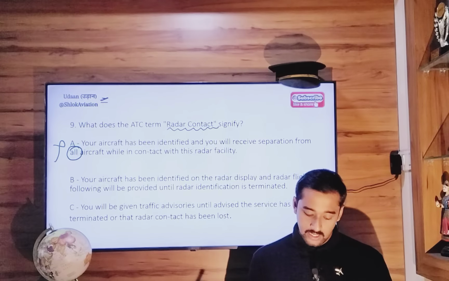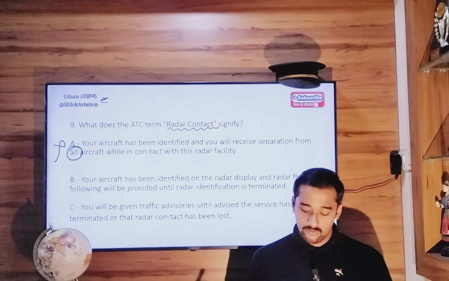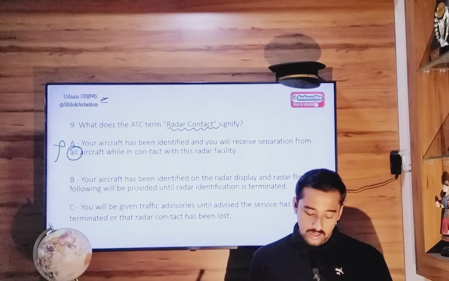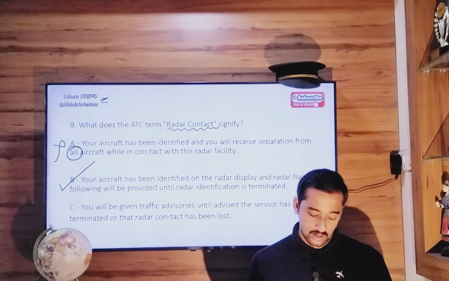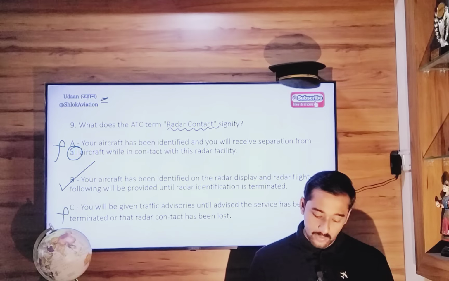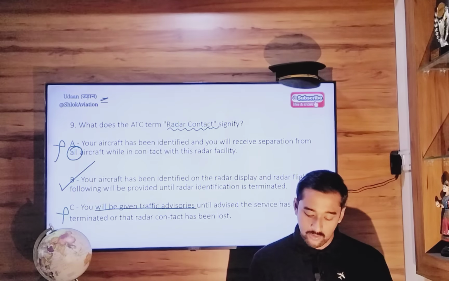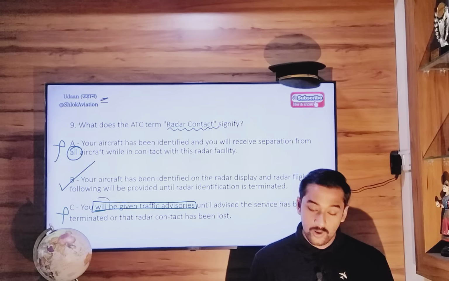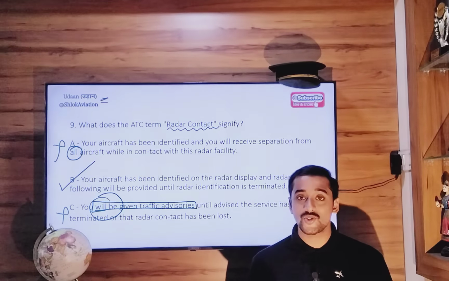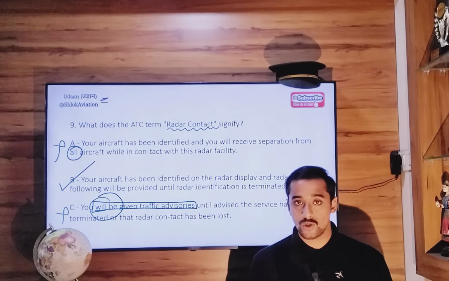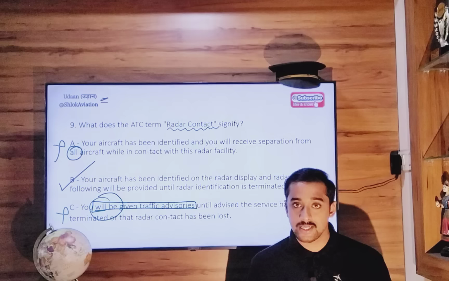Your aircraft has been identified on the display and radar flight following will be provided until radar identity will be given. So option Bravo is the most appropriate. Now option Charlie is wrong because you will be given traffic advisories. This word will, okay, this is problematic. ATC is not bound to give you, or is not obliged to give you, traffic advisories.